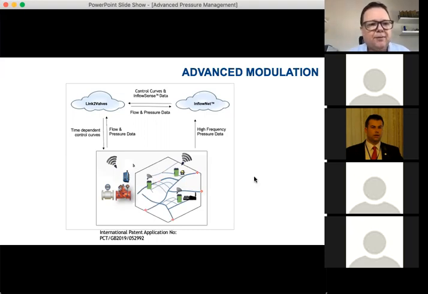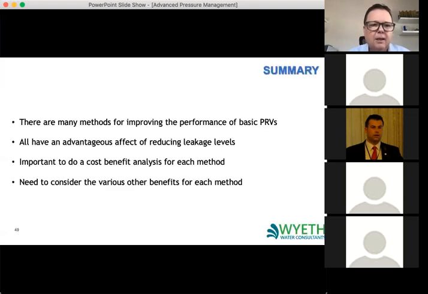So that is something which is still quite new and is still being tested in a number of areas, but it's the next step that people are looking at. So in summary, there are lots of ways that you can improve the performance of just basic PRVs. We've looked at timers, we've looked at modulation, mechanical, electronic, and advanced. So there are lots of different ways.